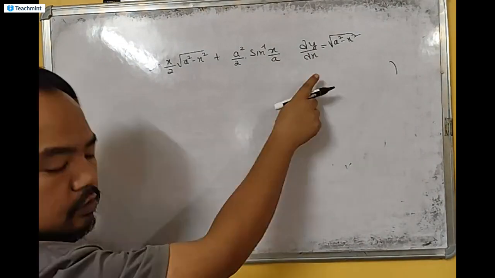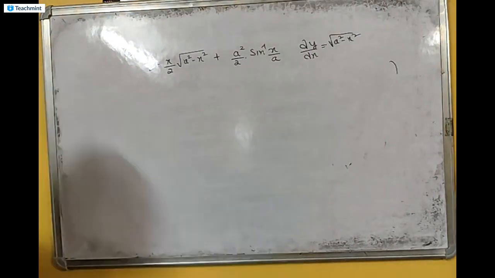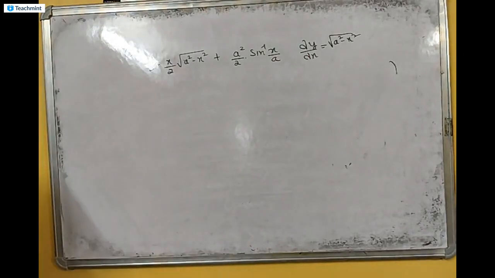So this part under root a square minus x square. If you have any problem, you can ask me.